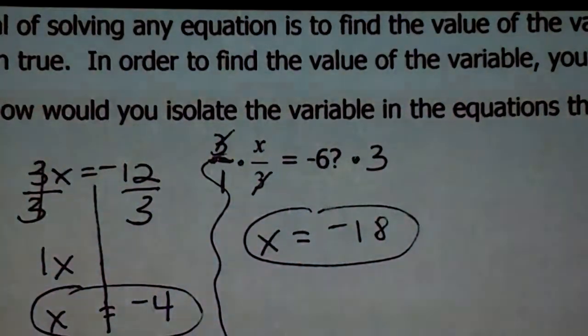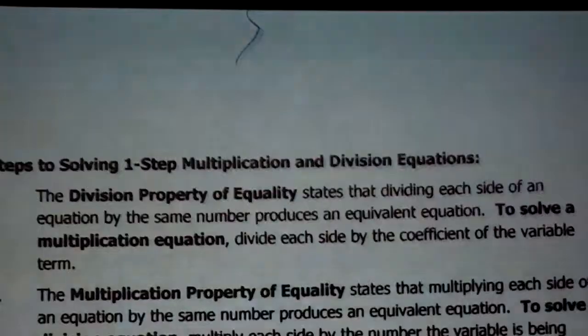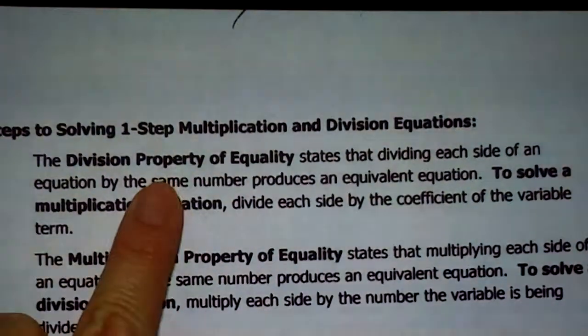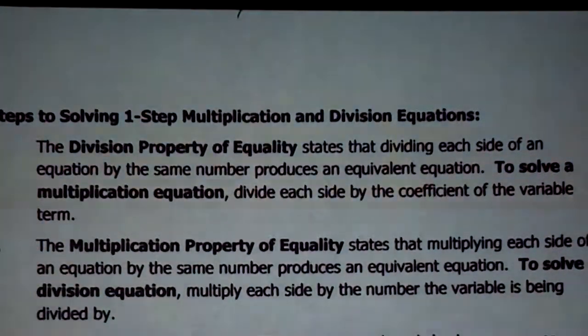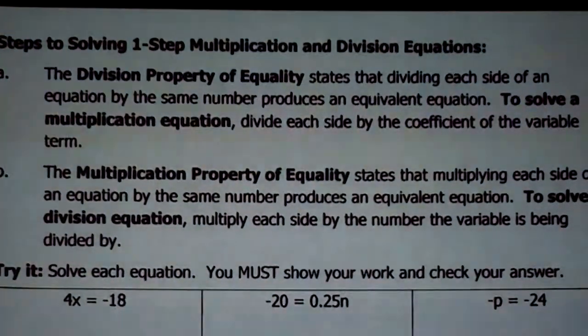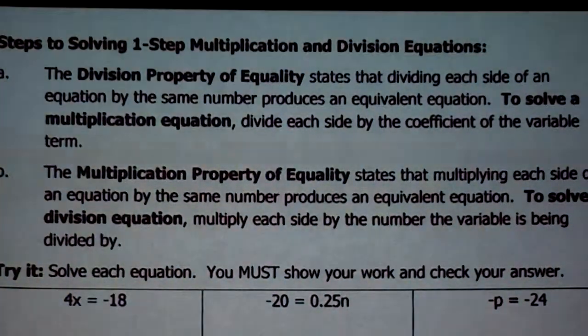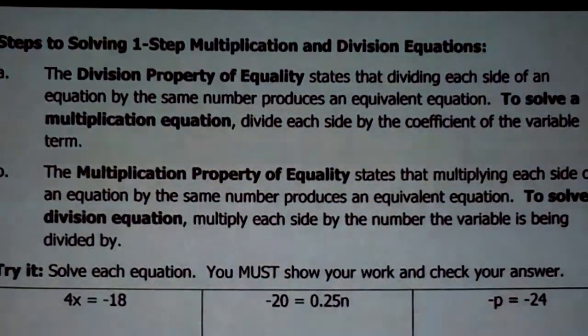Yup. So the moral of this story, when you're solving one-step multiplication and division equations, these are properties that allow us to do this. The division property of equality says that I can divide each side of the equation by the same number and make an equivalent equation. So if you're trying to solve a multiplication equation, all you need to do is divide each side by whatever the variable is being multiplied by. On the flip side of that, the multiplication property of equality states that multiplying each side by the same number produces an equivalent equation. So to solve a division equation, you just need to multiply each side by whatever the variable is being divided by.